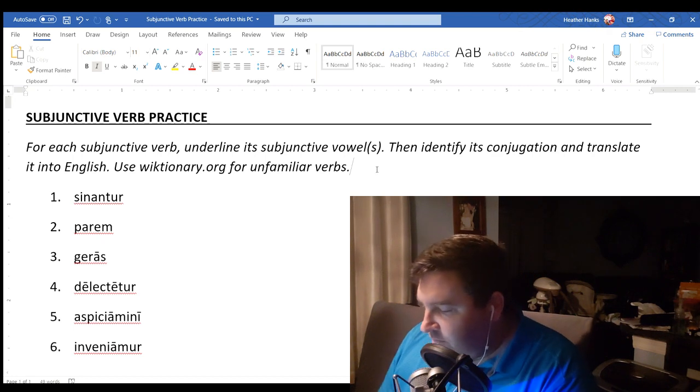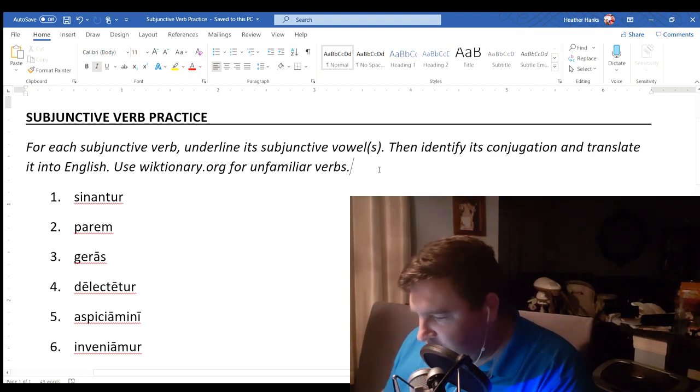Yesterday you learned about the present subjunctive in all of the conjugational forms. Not just first conjugation like in chapter 1, but in all 4 conjugations in Latin. This is the document you're going to complete today as your assignment. I'm just going to type in here some notes.